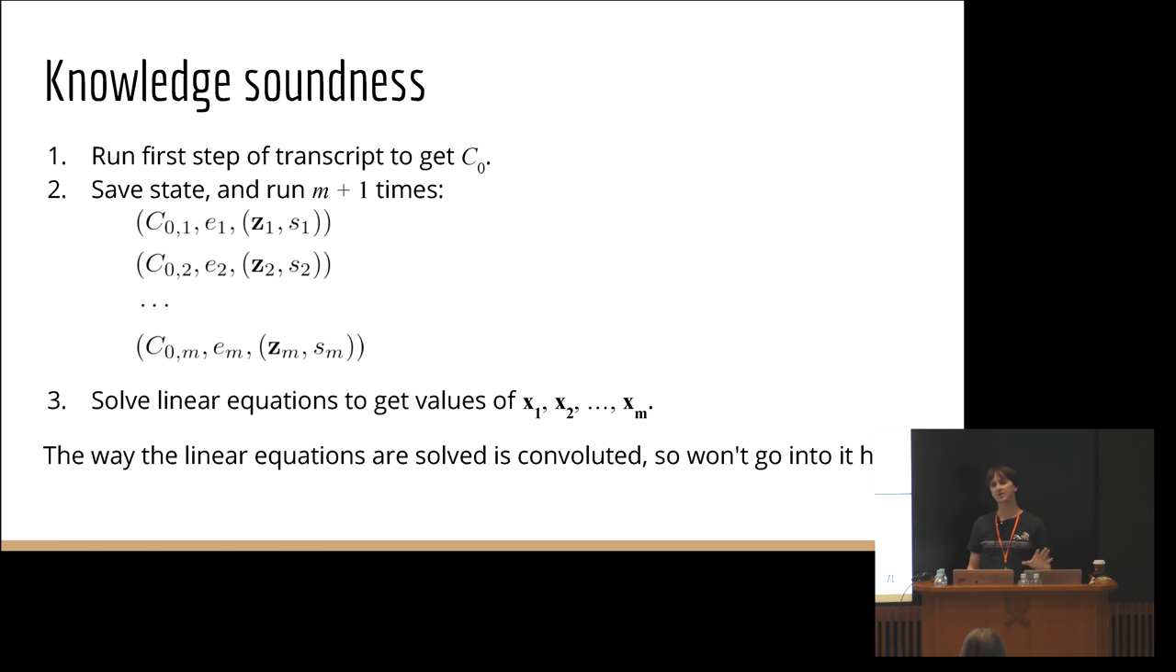Anyway, knowledge soundness. Now, remember what we want to try to do here. We want to prove that the prover has these vectors, the x vectors, right? And how do we do that? Well, we make them give us all of those vectors. We do that by running back and forth, and just debugging the prover with a C0 that is the same. By having a non-random C0, or the same C0, we could do this enough times, and we have more equations than we have unknowns. There's going to be a lot of them, but that's okay. We have time, right? So then we just solve the linear equations and we get all of these x values out.